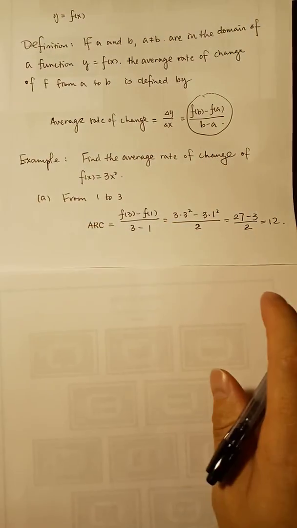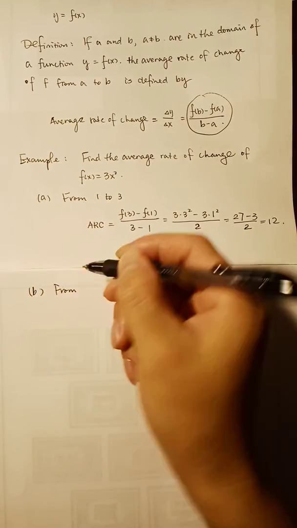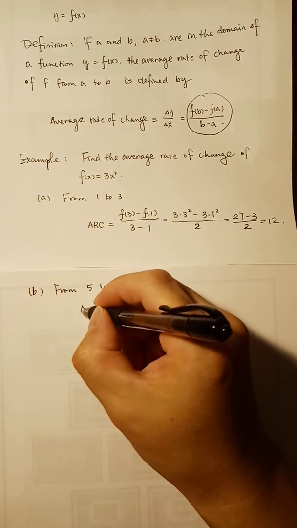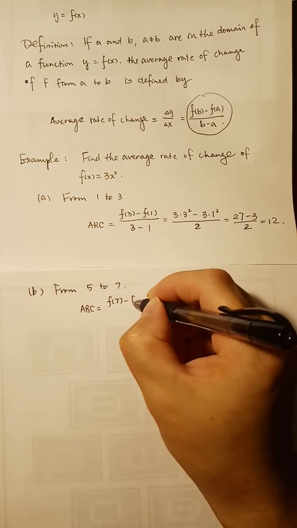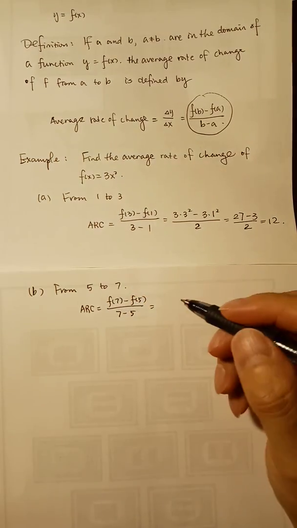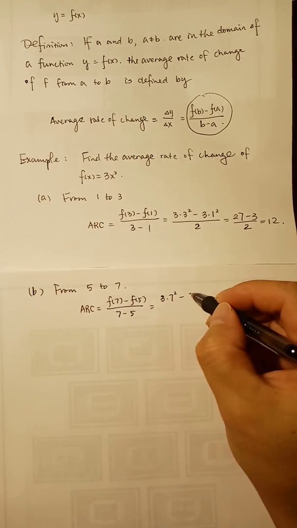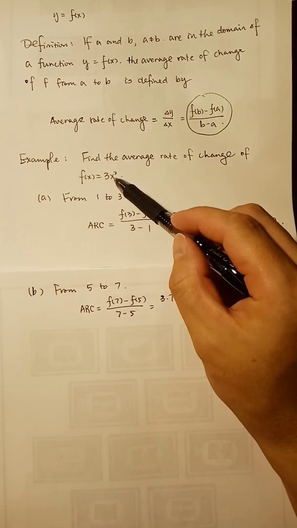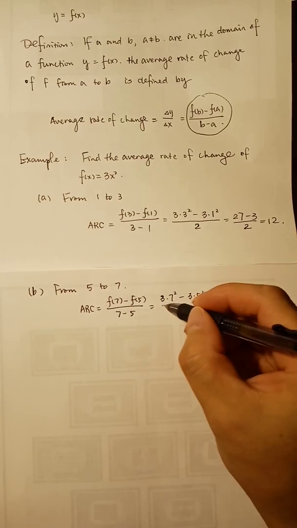And let's do another computation, from 5 to 7. So the average rate of change from 5 to 7 is f(7) minus f(5) over 7 minus 5. Okay, so f(7) is 3 times 7 squared, and f(5) is 3 times 5 squared, because the function is 3x squared. So x is 7, it's 7 squared. x is 5, 5 squared.